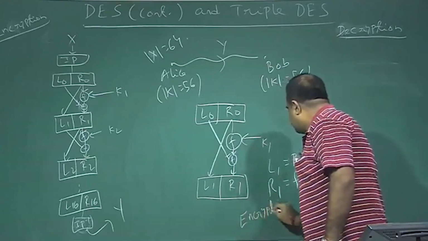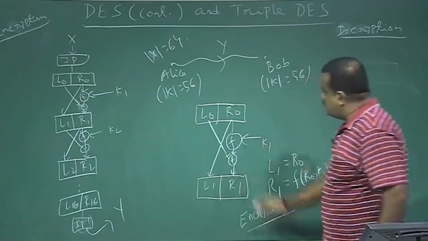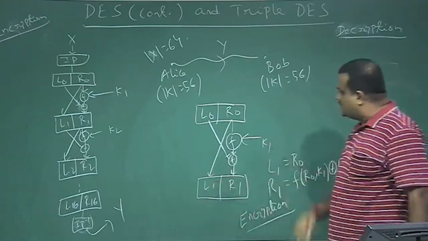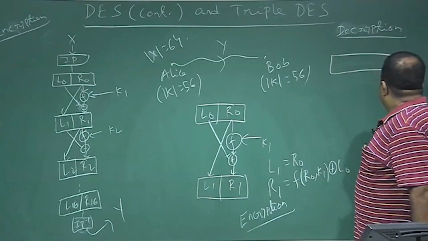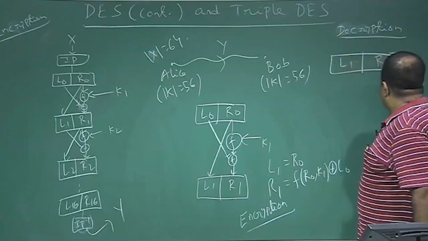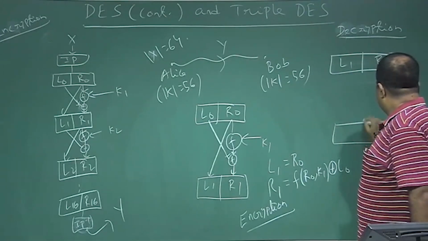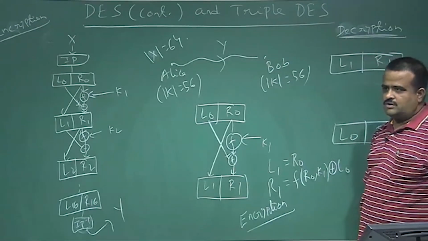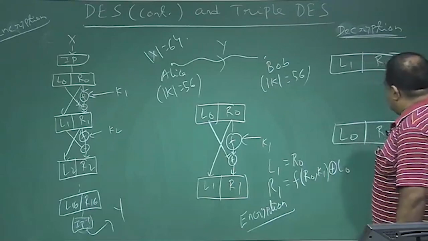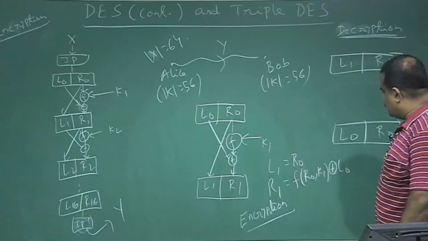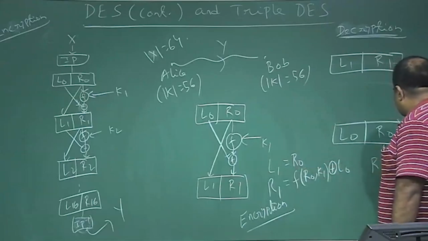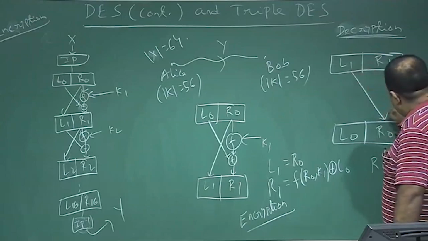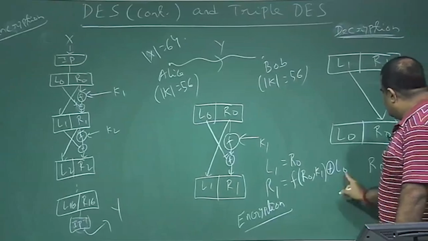Now we want to decrypt. We want to make it reverse. So for decryption, our input will be L1, R1. We need to get L0, R0. This is the decryption process we want to mount. So how can we do that? From this equation we can say R0 is basically L1. Now we need to get L0.